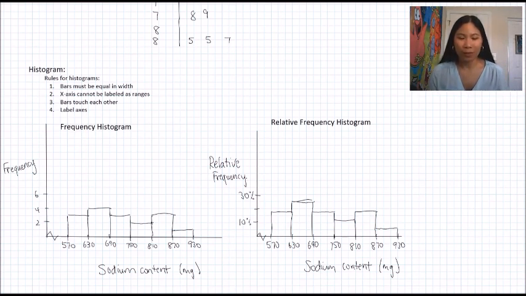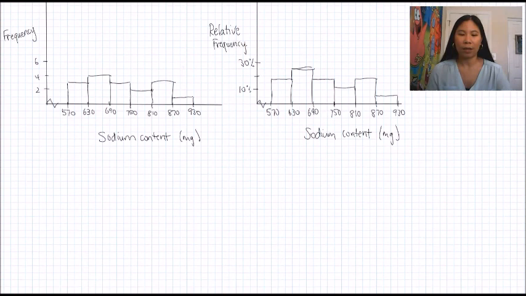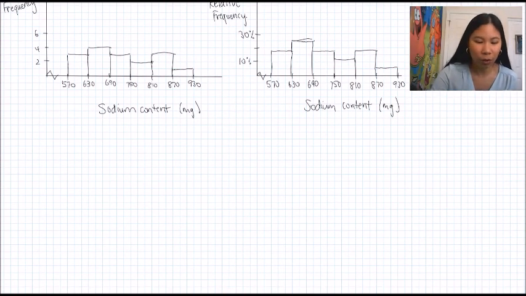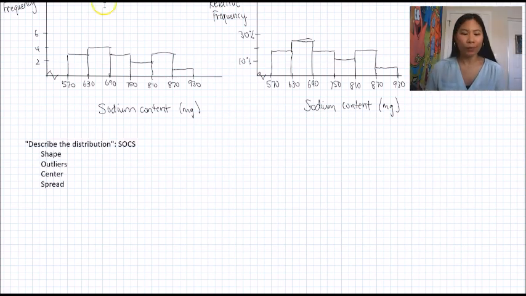But with our graphs, now we've basically graphed out the distribution of our data set. So a lot of times the whole point of making this graph is so that we can analyze our data. So we want to be able to describe our distributions. And the way we do that is by talking about 4 specific things within our data set. Anytime we describe a distribution, these are the 4 things that we want to describe. The easiest way for me to remember is SOCS. It stands for shape, outliers, center, and spread.